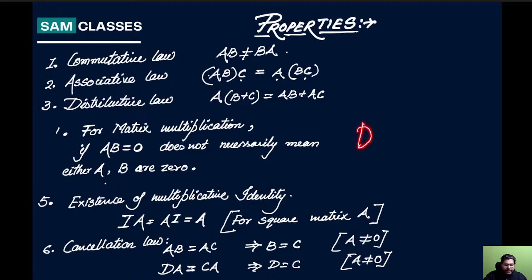Now if DA is equal to CA and A is not equal to 0, we can do right cancellation and we can say that D is equal to C. Clear everybody? Clear everyone? The cancellation part? Yes. Good.